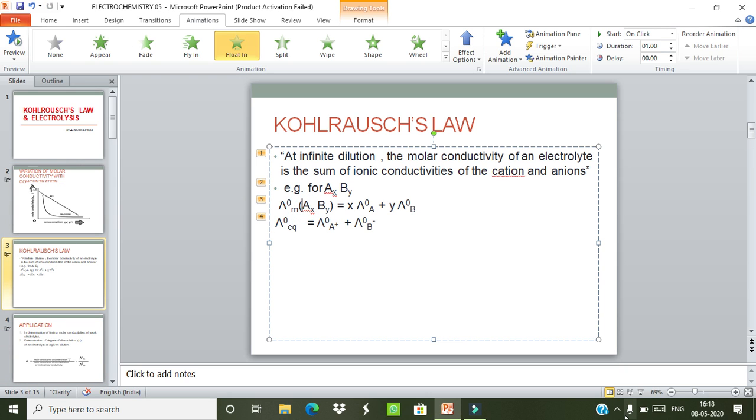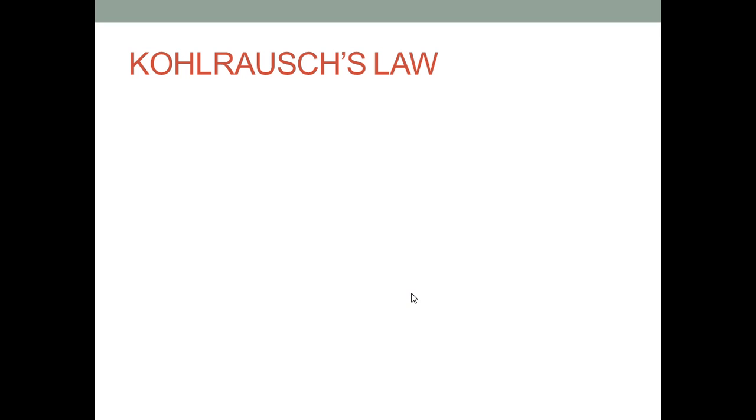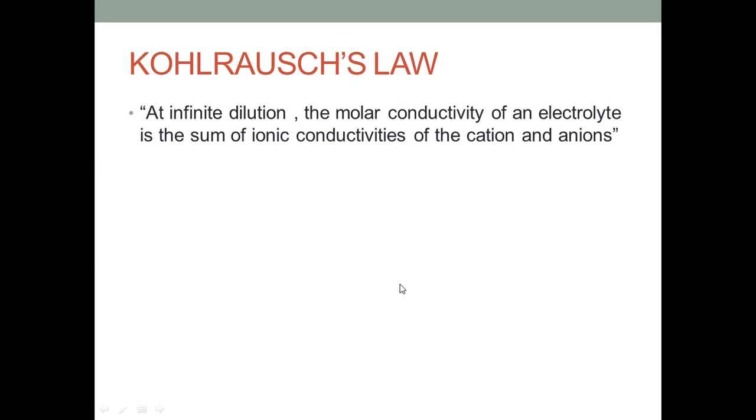If you go for the statement of Kohlrausch's law, it is a sum of limiting molar conductivity of individual ions. The molar conductivity of an electrolyte is the sum of ionic conductivities, and the type of ionic conductivity is limiting molar conductivities. So if we repeat again, the molar conductivity of an electrolyte is the sum of limiting molar conductivities of the corresponding cations and anions. That is called Kohlrausch's law.